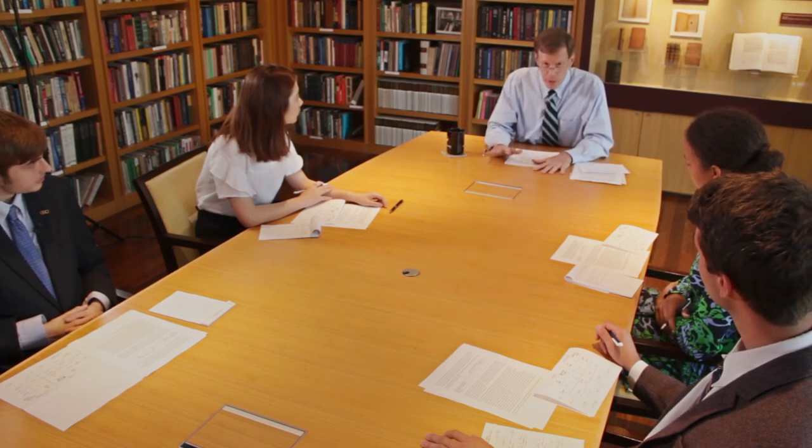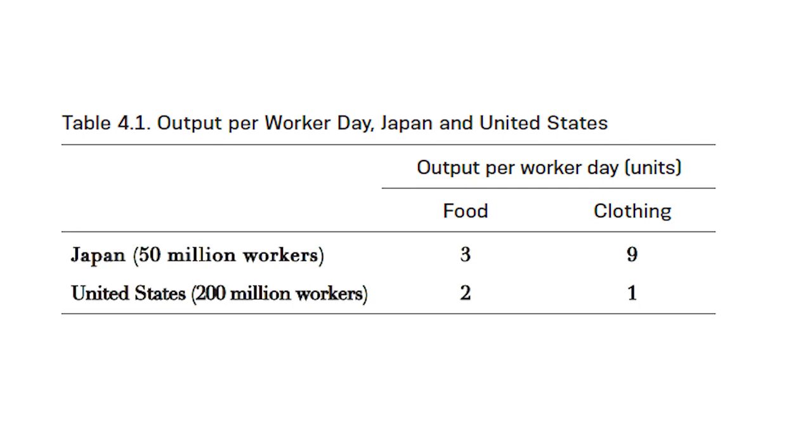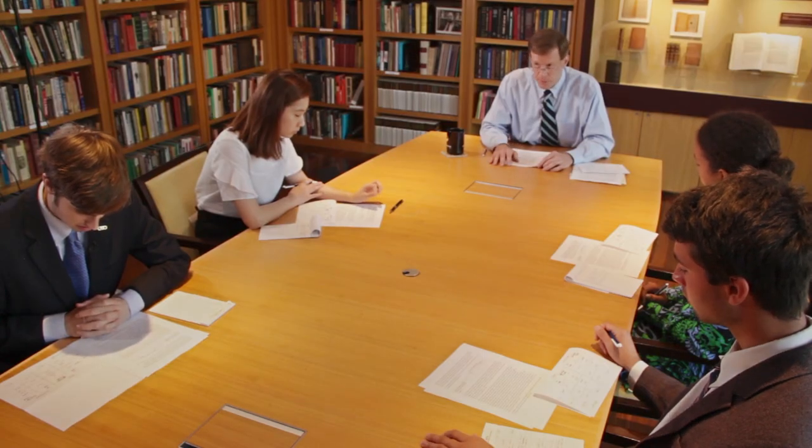This is taken from my textbook, Gartney, Stroop, Sobel, and McPherson. Excellent textbook. And the example they set up assumes that we have two countries, Japan and the United States. Japan has 50 million workers, in our imaginary example. The United States has 200 million workers. And then look at the output per worker day that we imagine. We imagine that a worker in Japan could produce 3 units of food or 9 units of clothing in a day. A worker in the United States could produce 2 units of food or 1 unit of clothing in a day. So, sing out for me, guys. Which country has the absolute advantage in producing food?